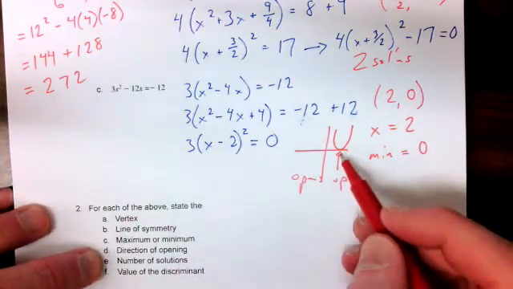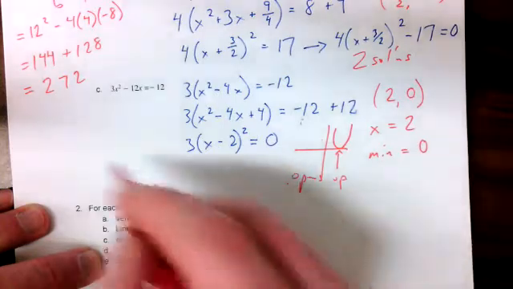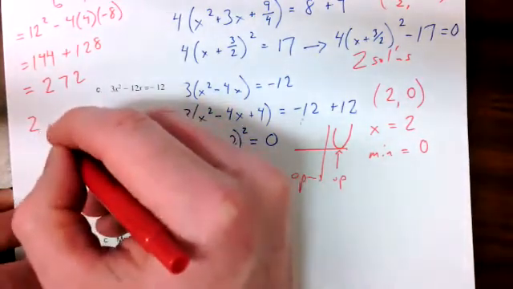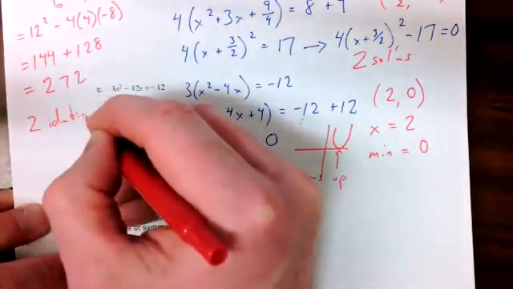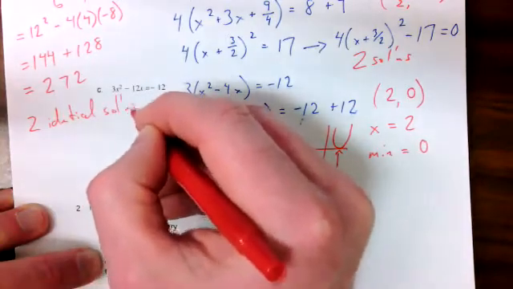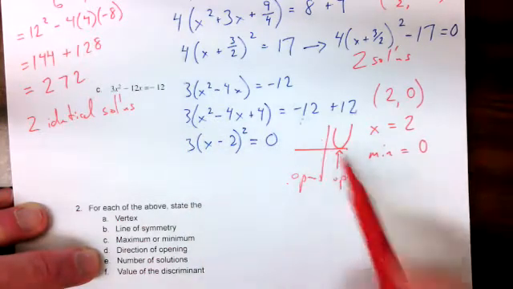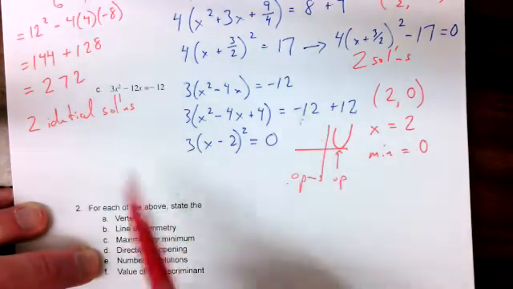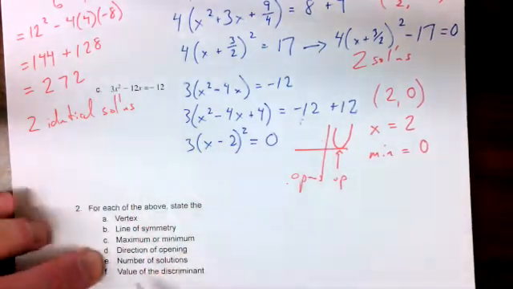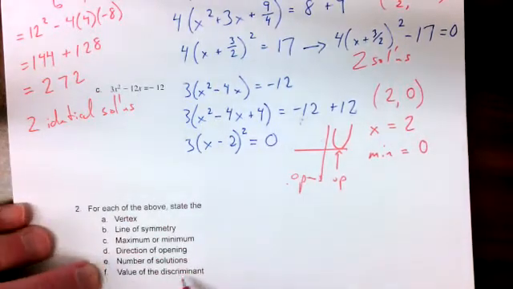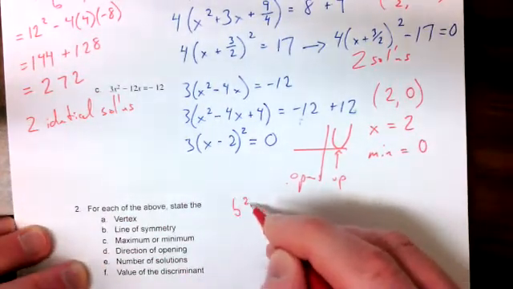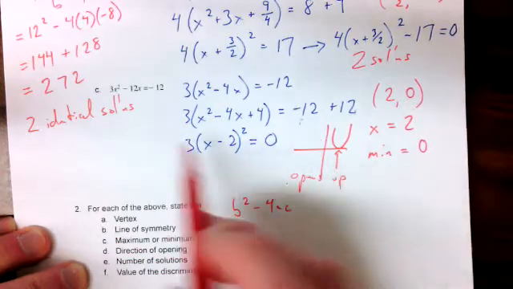Number of solutions. Number of solutions for this are two identical solutions. You could say one double root if you want, that works. If you want to say one solution with a multiplicity of two, that's a bonus mark, considering we don't do marks. So that's the number of solutions, and then the value of the discriminant. I can do that here, b squared minus 4ac.